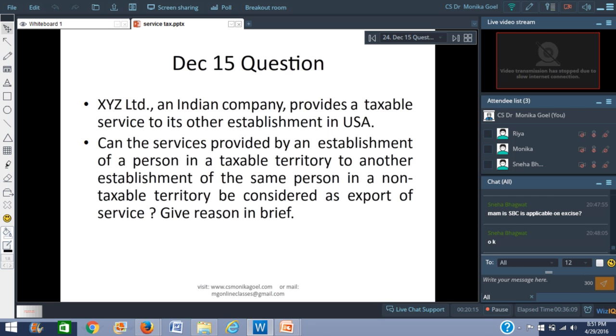Now, if I look at the explanation to the definition of service, which I was looking at, there it was told to me that the establishment of a person in a taxable territory and the establishment of the same person in a non-taxable territory would be considered as two separate entities, right? You remember that explanation?